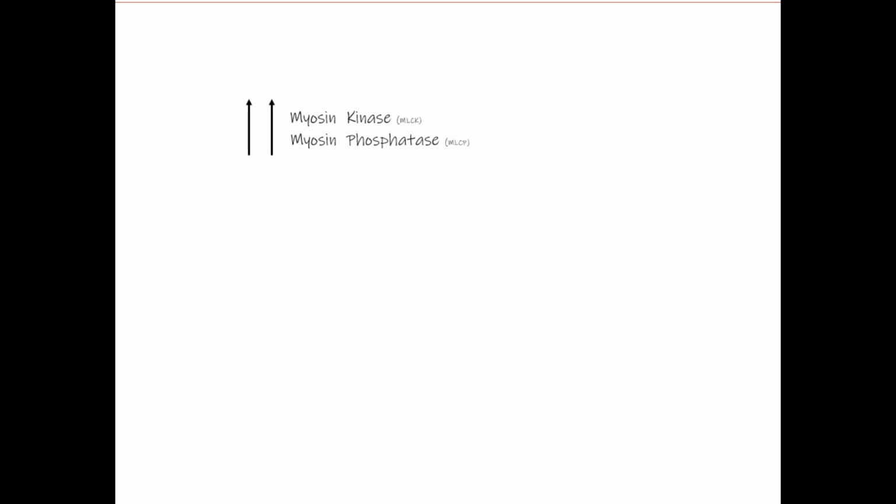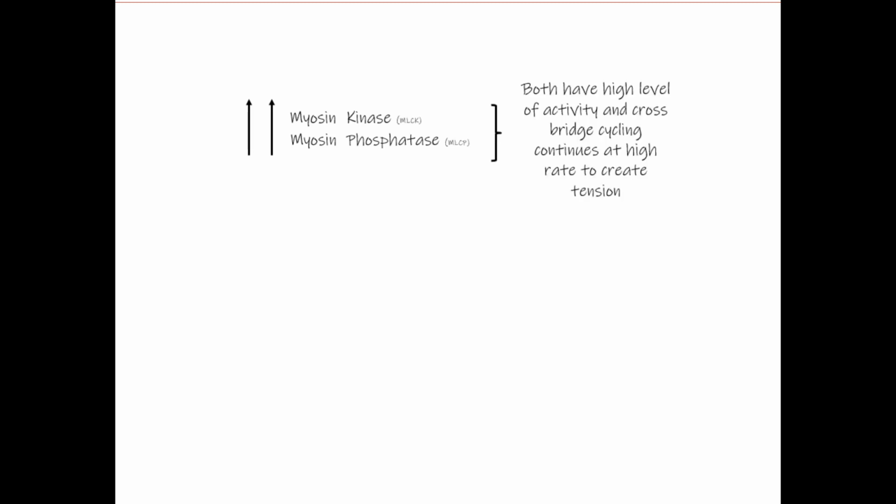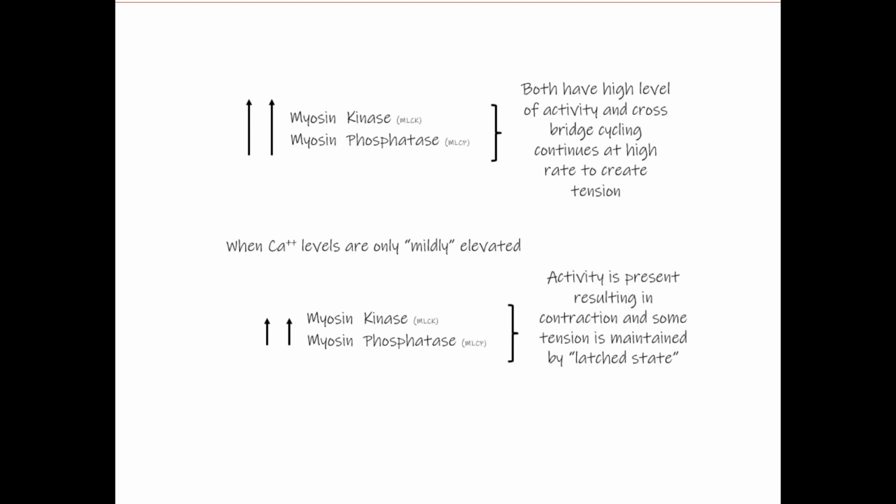One theory about the latch state is that when we have high levels of calcium, both the kinase and the phosphatase have high levels of activity, and so we have this cross-bridge cycle continuing to occur at a high rate. Now, if the calcium level is only mildly elevated, then we'll see both of these enzymes active, but at a reduced rate. And at this reduced rate, we can have tension maintained without having a high rate of turnover, and that's when the latch state occurs.